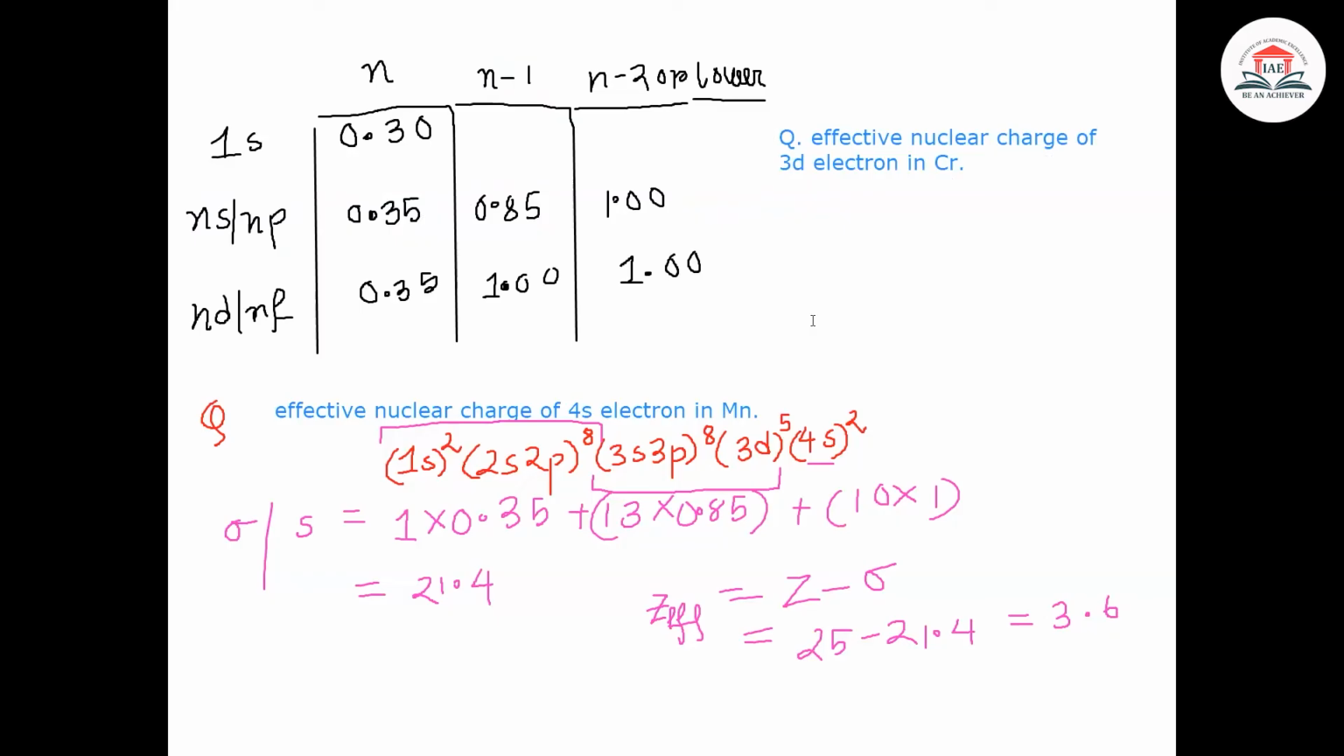So what is the configuration? Only the valence configuration you have to say. Tell me, who will answer? What is the configuration of chromium? 1s2, 2s2 2p6, 3s2 3p6, 3d4, 4s2. 3d4 4s2 হবে কি?